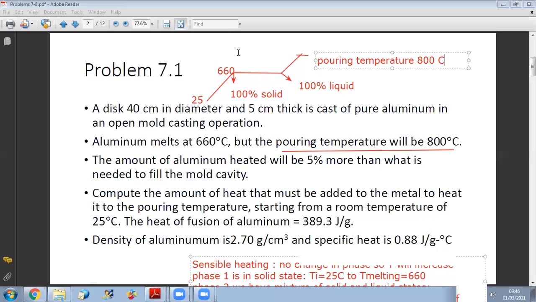So I can say that my heating will be divided into 3 steps. This is called solid heating. So I have first solid heating, and of course it's a sensible heating. Then I have the change of phase. In phase 2, I have change of phase, so I have latent heating in this phase. And finally, when I reach 100% liquid and I continue to heat, this is called liquid heating.